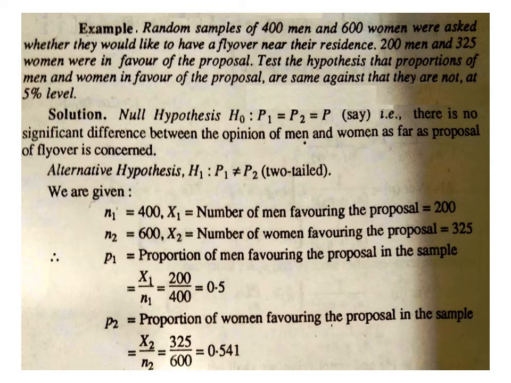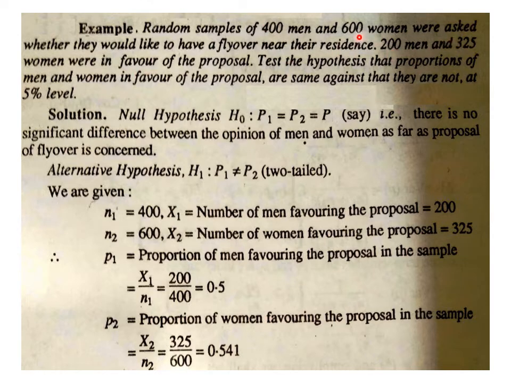As you can see, random samples of 400 men and 600 women, meaning n1 equals 400 and n2 equals 600, were asked whether they would like to have a flyover near their residence. It is a social problem, whether a flyover is required near their residence, asked of two populations. 200 men out of 400 were in favor of this, and 325 women out of 600 were in favor of the same.